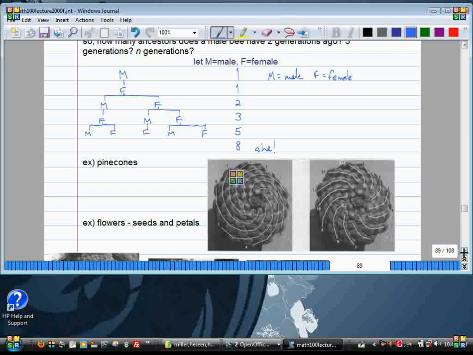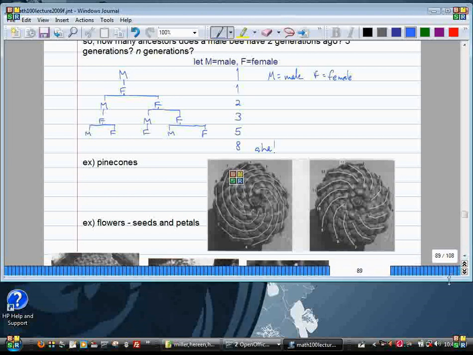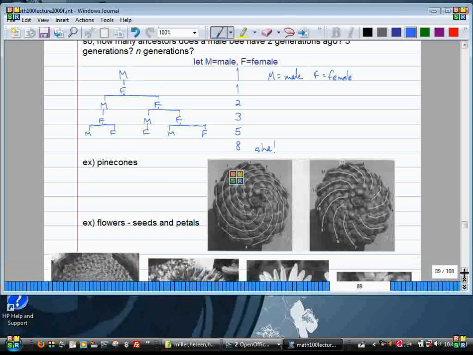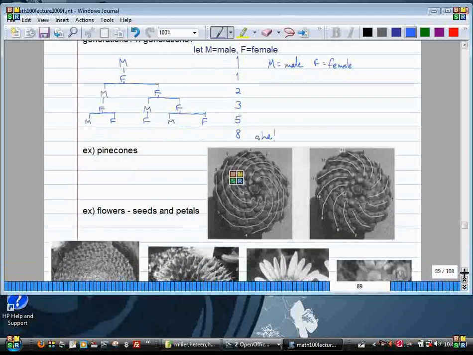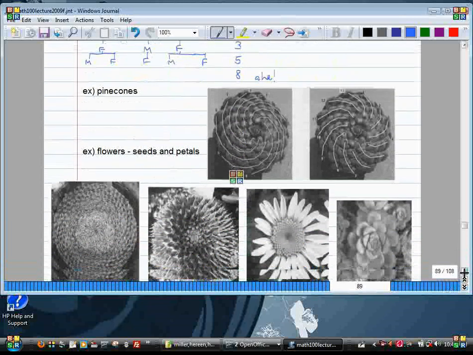All right. So pine cones are one of the sort of famous examples of Fibonacci numbers in nature. And now that you understand the basic pattern of spirals both clockwise and counterclockwise, let's look at some more cool pictures. Okay. So it turns out that lots and lots of flowers have Fibonacci numbers in them. And here are just a couple of examples.